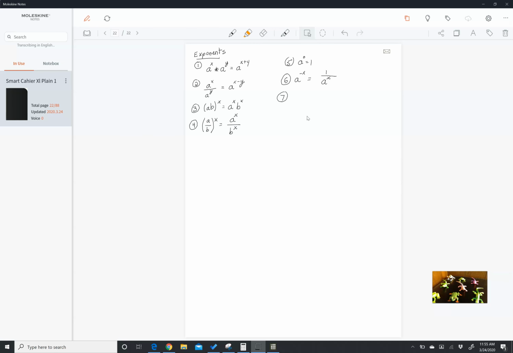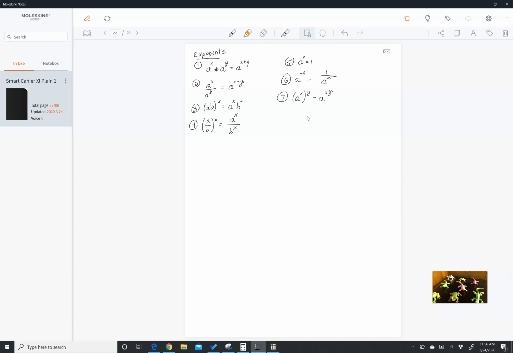If you raise a power to a power, so if you have a to the x and you're raising that to the y, then you multiply the powers. And that's what we're going to do for now. There are a couple more with radicals, but we'll take care of that later.